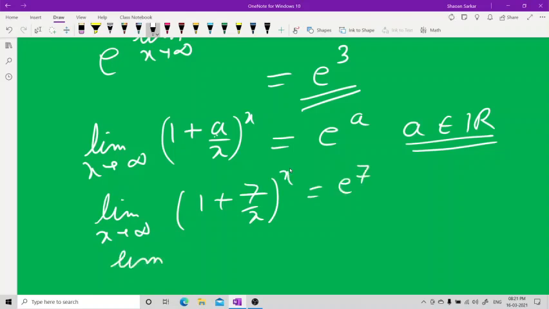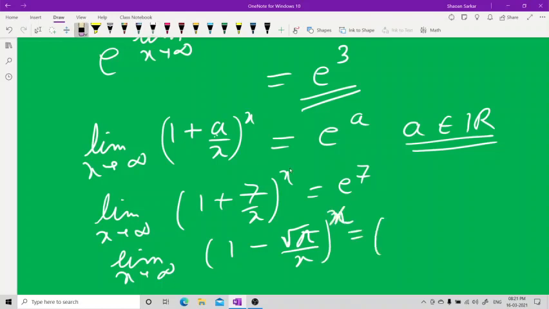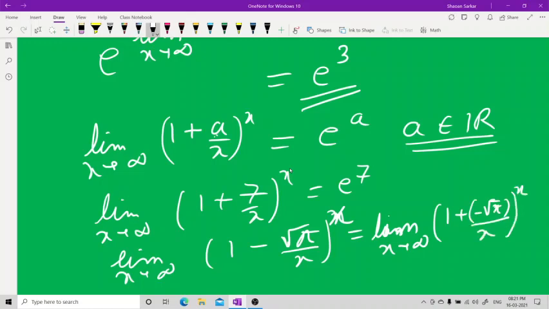Let's take another example. Limit x tending to infinity 1 minus under root of pi by x whole to the power of x. Do one thing. You write this as, wait a minute, write this as limit x tending to infinity 1 plus minus under root pi, this is pi within bracket, by x to the power of x. So this becomes e to the power of minus under root of pi.